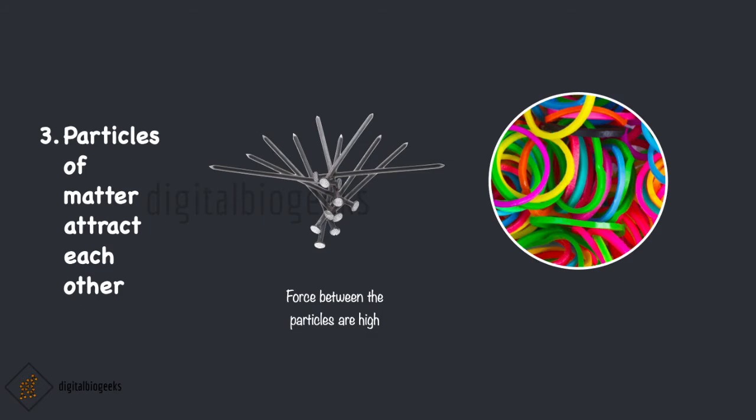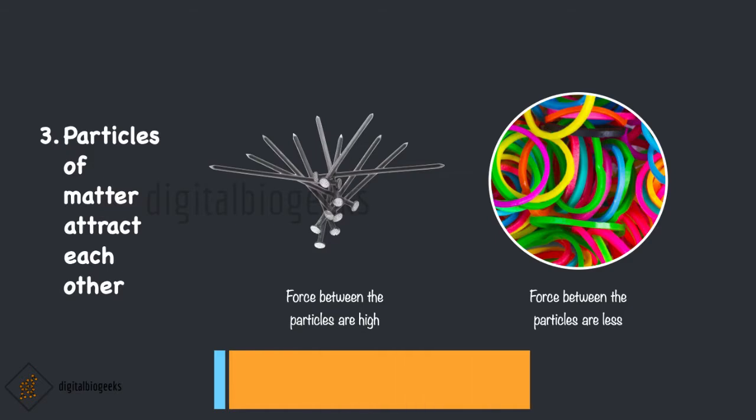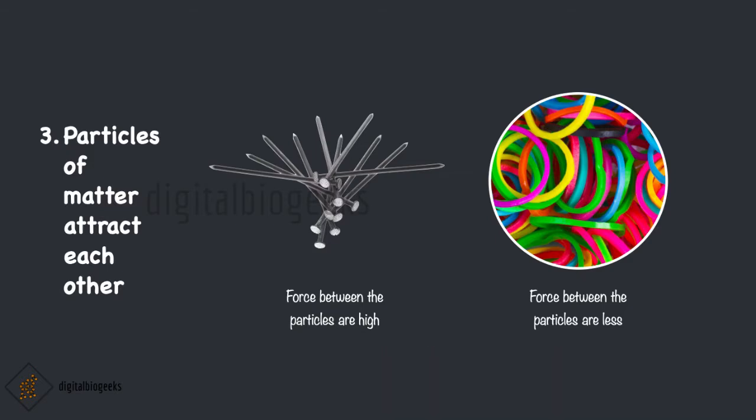In other words, we can say the force between the particles in rubber band is less compared to the force between the particles of iron nails. Till now, we discussed the characteristics of particles: there is space between the particles, particles move continuously, and particles of matter attract each other.